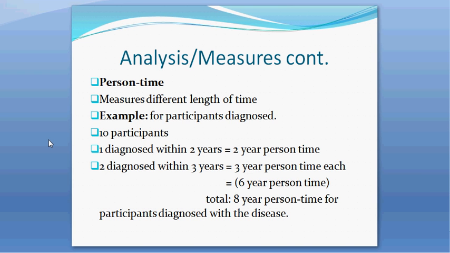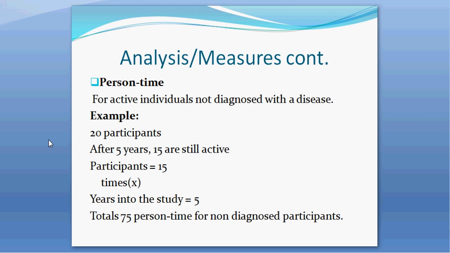This is another example of person time for active individual not diagnosed with the disease during the process of the study. In this example, if you had 20 participants, after 5 years, 15 are still active. You would simply multiply your 15 active members by the number of years the study had been conducted, and that would give you total 75 person time for non-diagnosed participants.